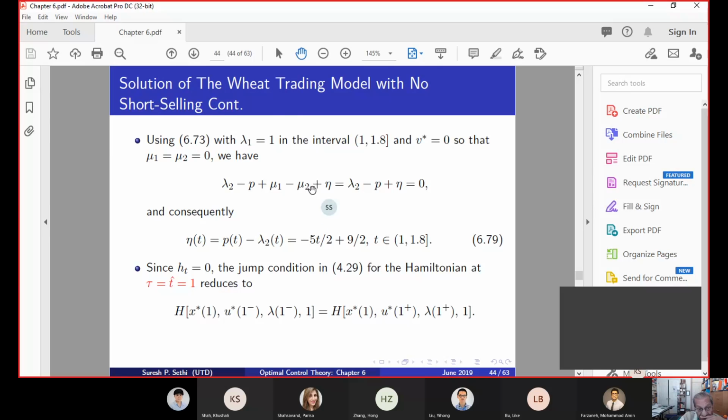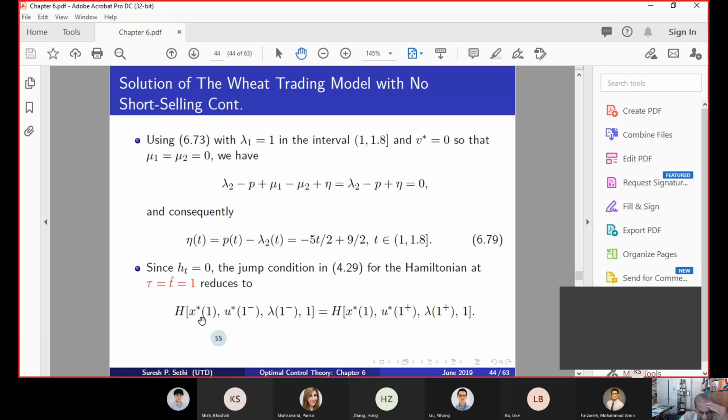So the picture is very good. It cuts through all the writing that we have. Now we need the Hamiltonian to be continuous because small h of t is 0. So the jump says the Hamiltonian should be continuous at t hat equal to 1. T hat is our entry point, which is tau as in our formulation. So tau equals t hat equals 1.